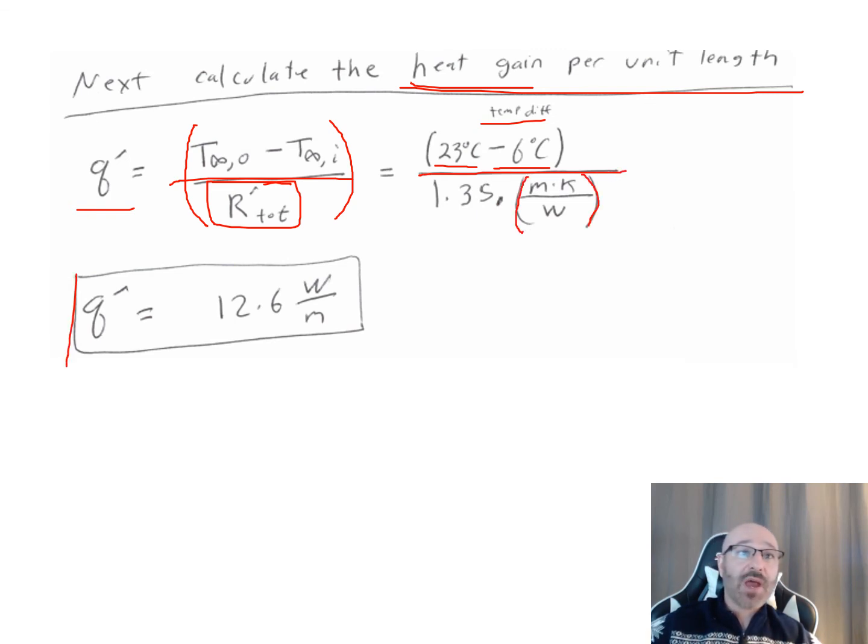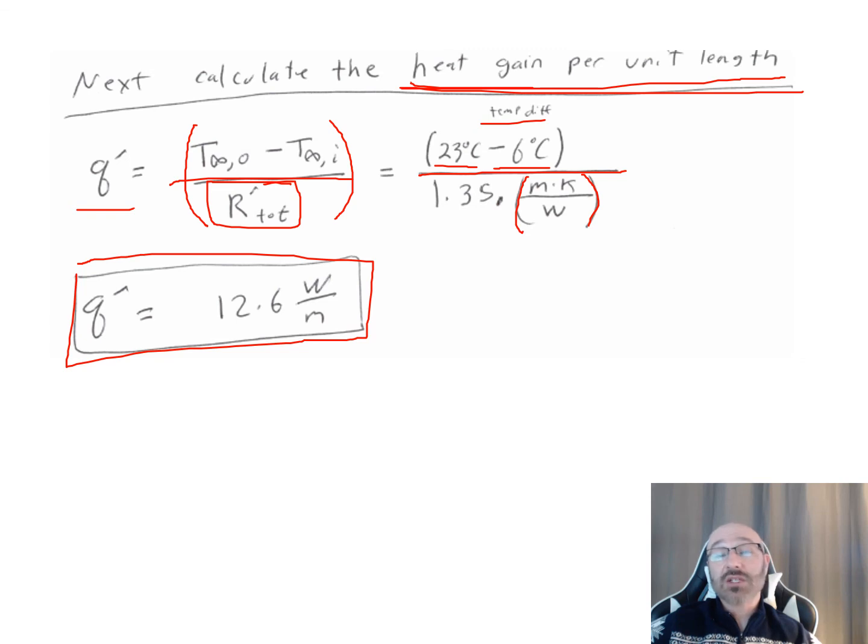We do out our math right here. We end up with, for our Q prime, or our heat gain per unit length, 12.6 watts per meter, which are the units we'd expect for heat gain per unit length, watts per meter. Yes, that's correct. Our unit analysis checks out. This is what we want for part A in our problem.